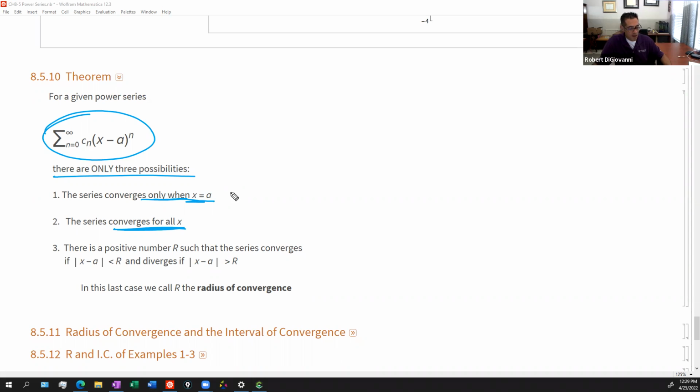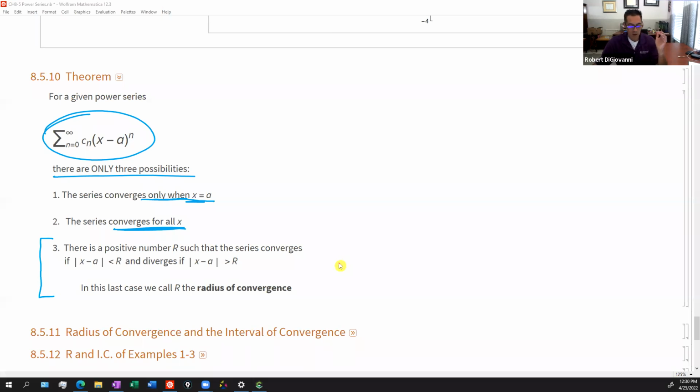And then the third possibility is that you actually have an interval. That's what this third thing is saying. There is a positive number R such that the series converges if the absolute value of X minus A is less than R, and it diverges if it's bigger than that. In this last case, we call R the radius of convergence.